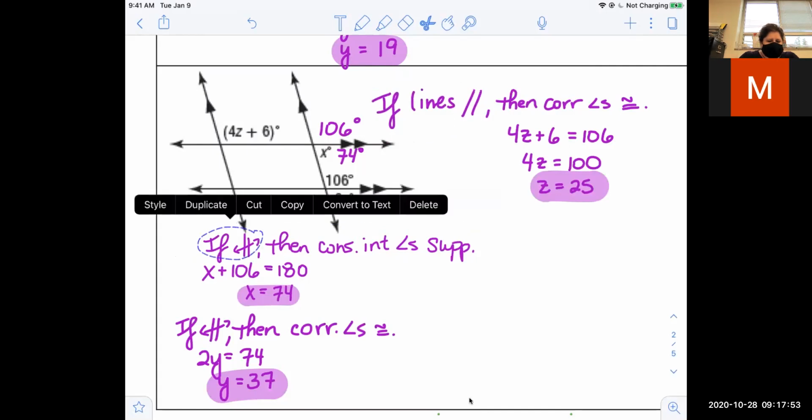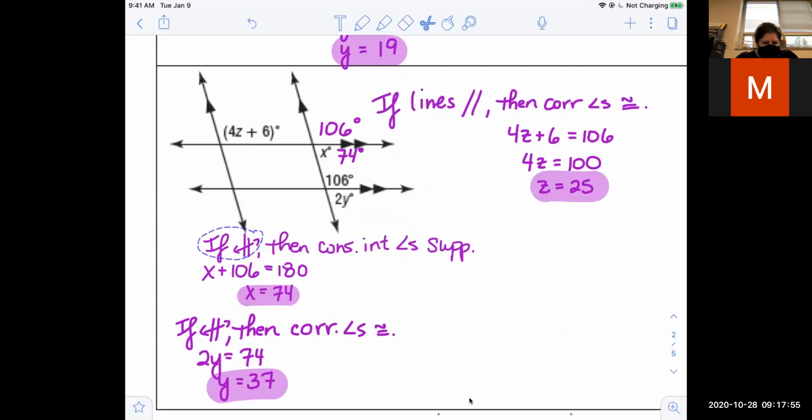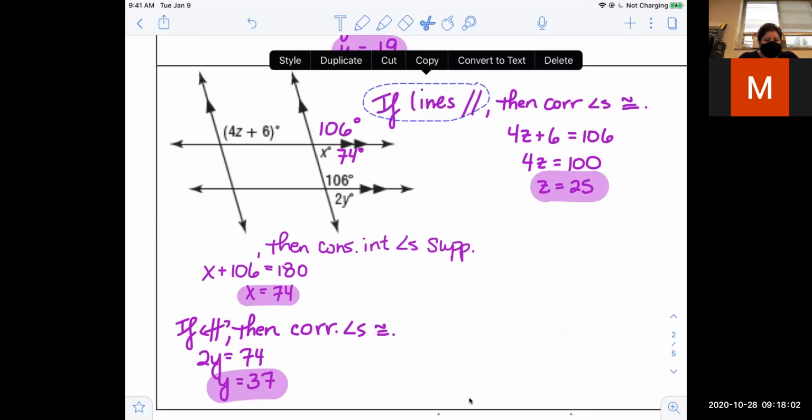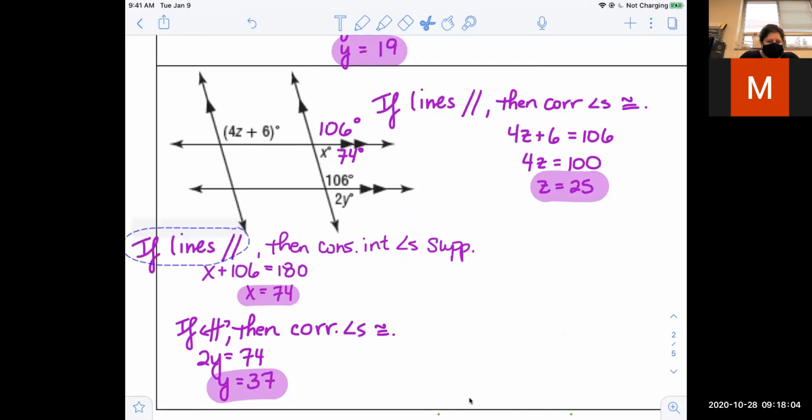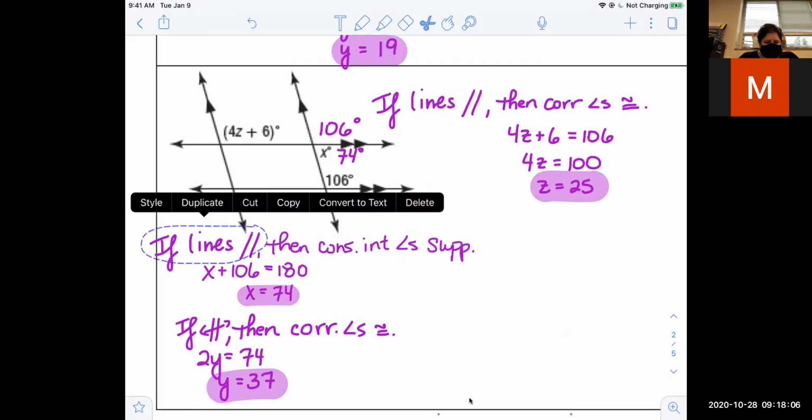And again, when you're solving this, part of your answer is to write the statement. That is part of the solution.